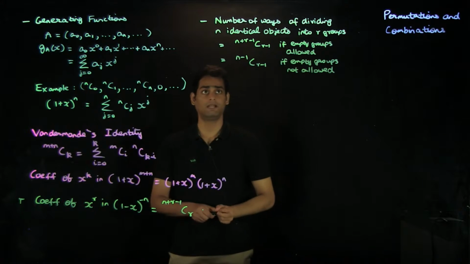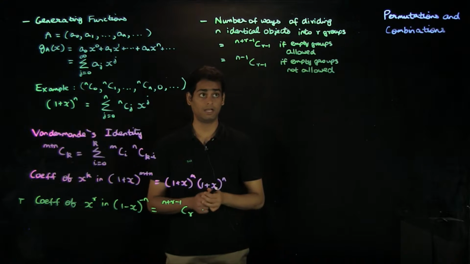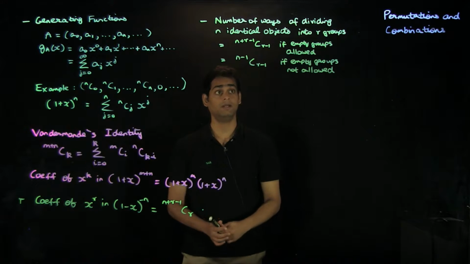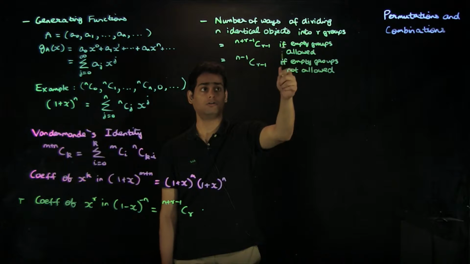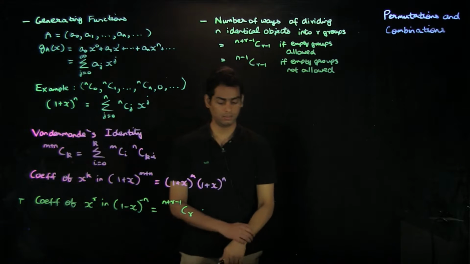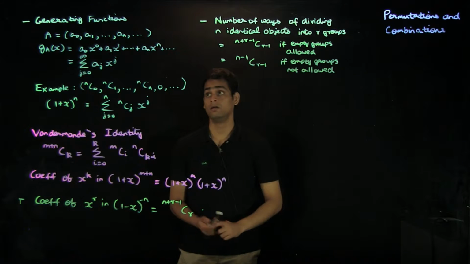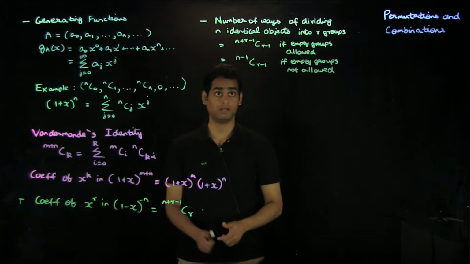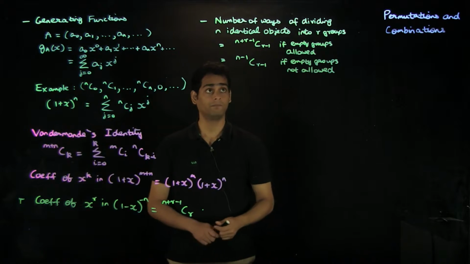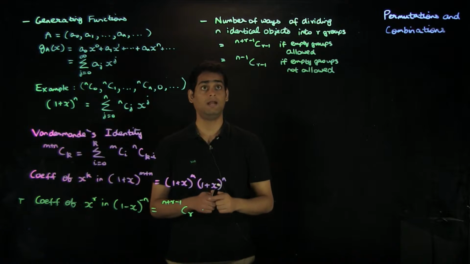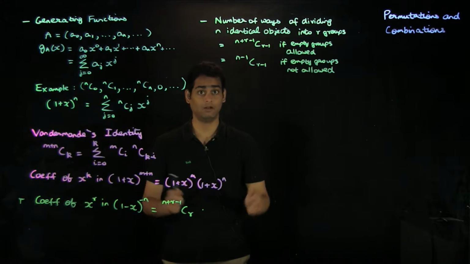So we are considering the number of ways of dividing n identical objects into R groups, and depending on whether empty groups are allowed or not allowed, we have these two different results. We can derive this result using generating functions, and we'll do so shortly. But before doing so, we have R groups, and we want to put these n identical objects in these R groups.